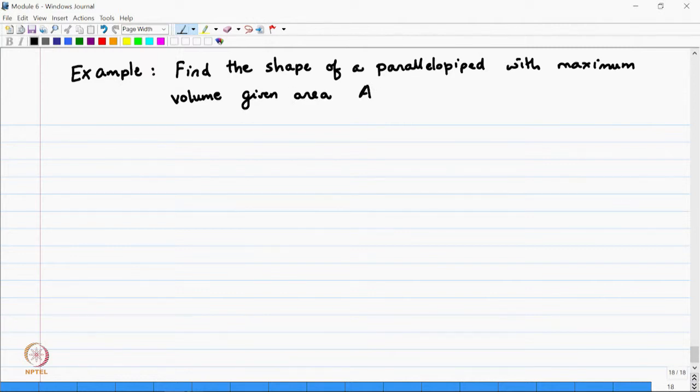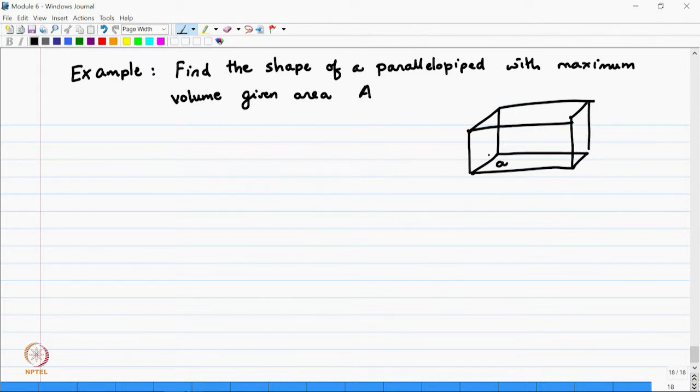For a given area A of a parallelepiped, find the shape of the parallelepiped with maximum volume. Just to show you what this problem is, you have a parallelepiped, which has 3 dimensions, a, b and c. These are the 3 sides: the length, breadth and height. Now the area A is equal to 2(ab + bc + ca).